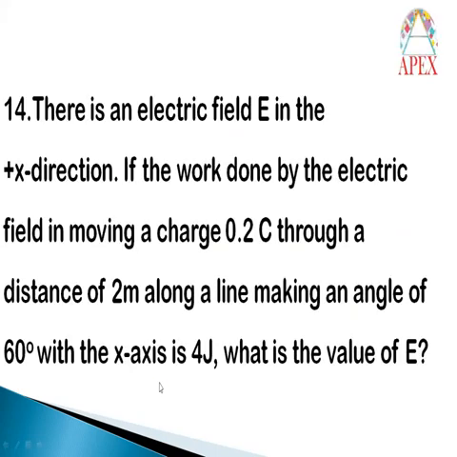Question number 14. There is an electric field E in the positive x direction. The work done by the electric field in moving a charge of 0.2 coulomb through a distance of 2 meters along a line making an angle of 60 degrees with the x-axis is 4 joules. What is the value of E?